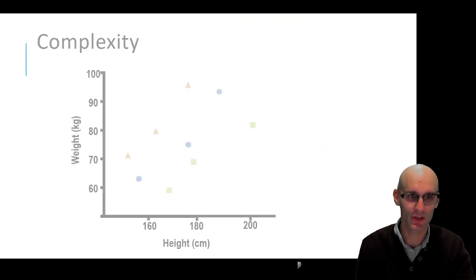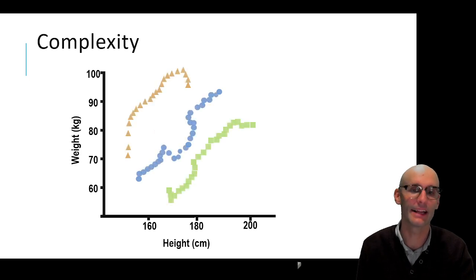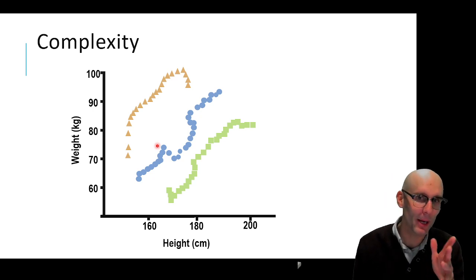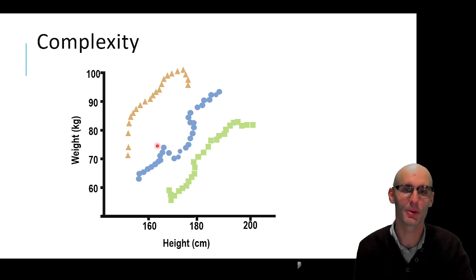Okay, so first, complexity. Let's imagine instead of our data looking like this, it actually looks like this, right? So first of all, we have a lot of data and perhaps it's more complicated than we expect. Maybe there's some stuff going on the inside there. It's a little bit more complicated.